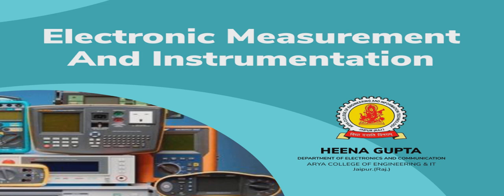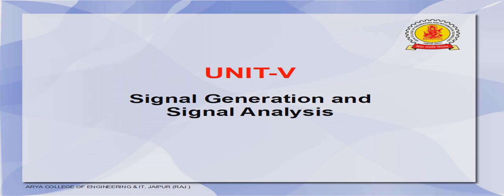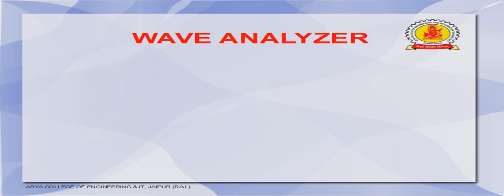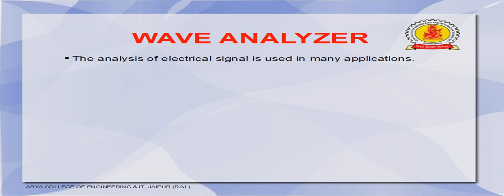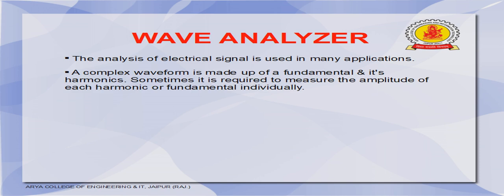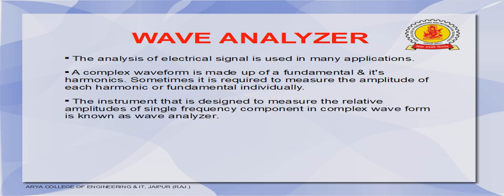Today, we are going to discuss the next topic of the signal generation and signal analysis unit. In the last lecture, we discussed the wave analyzer. Basically, a wave analyzer is used for the analysis of electrical signals, which is used in many applications. As we have earlier discussed, a complex waveform is made up of a fundamental and its harmonics, and sometimes it is required to measure the amplitude of each harmonic or fundamental individually.